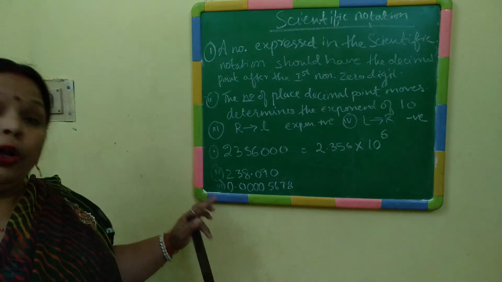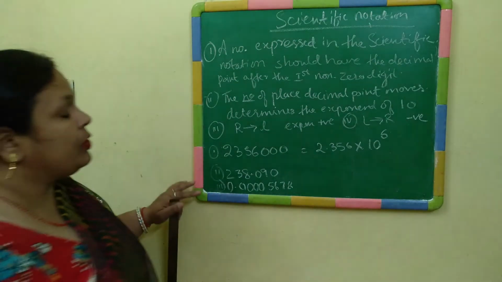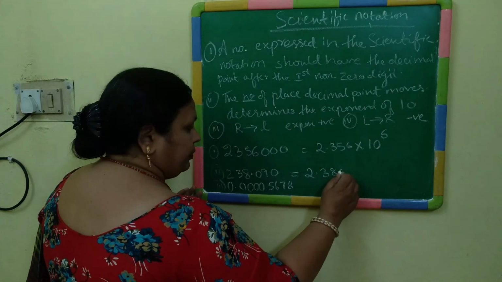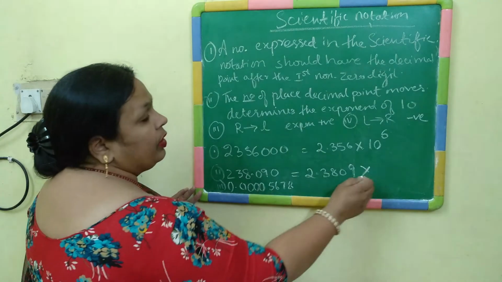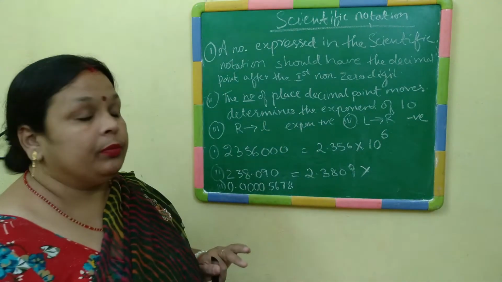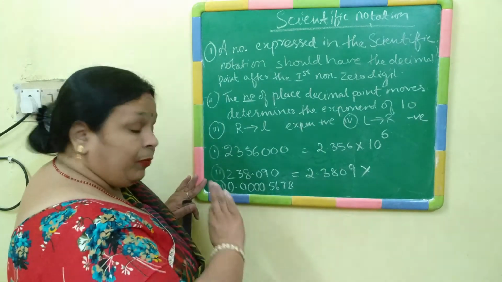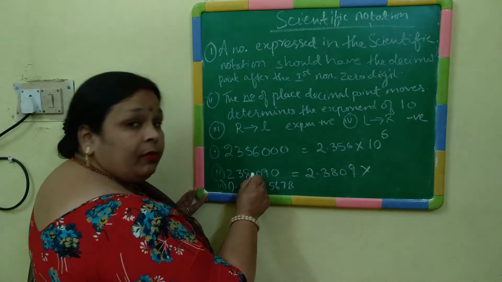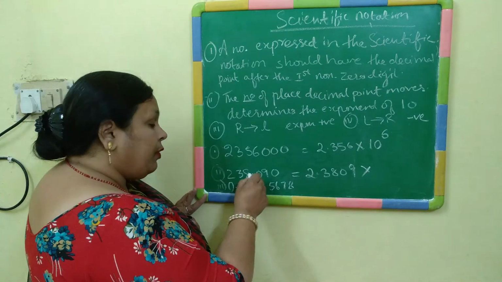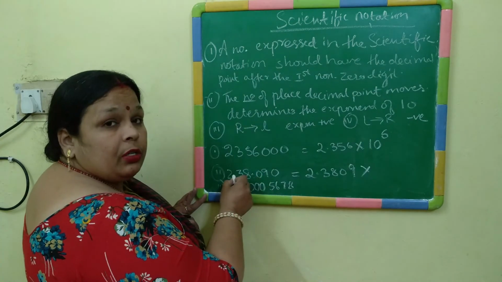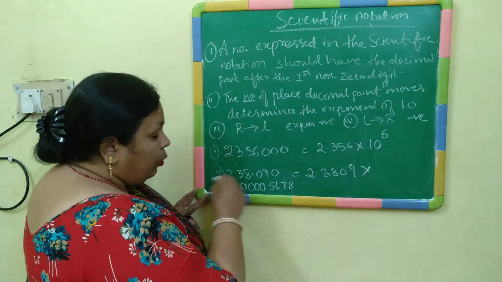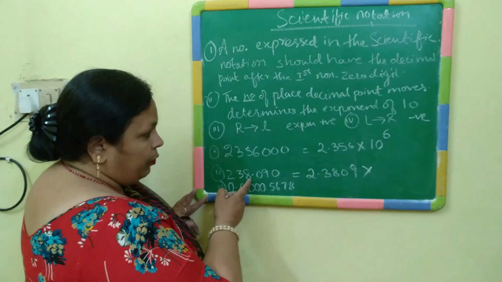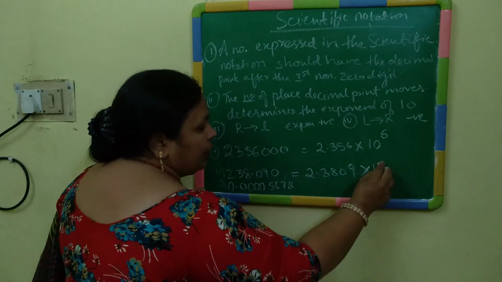In the second question, the decimal is already given, but based on the first rule it should come after the first non-zero number. Now, coming to the third one: from which position is the decimal to be moved? The decimal is lying somewhere here, which does not follow the first rule, so it will move 2 positions towards the left. Moving towards the left gives a positive power because you are moving from right to left, so 10 to the power 2.